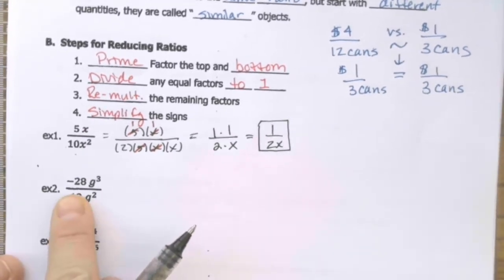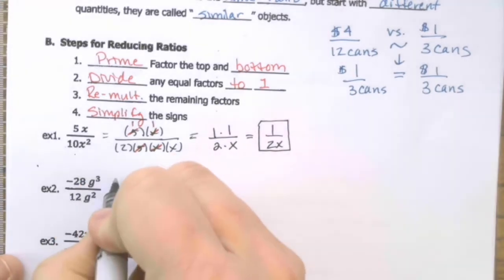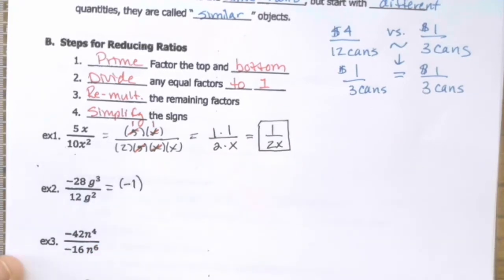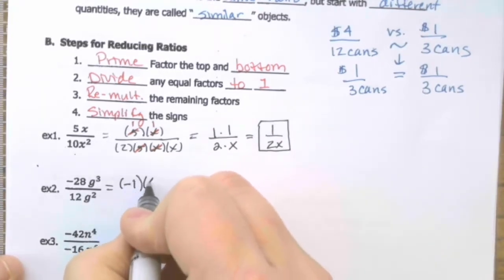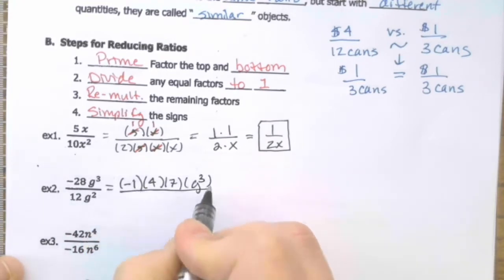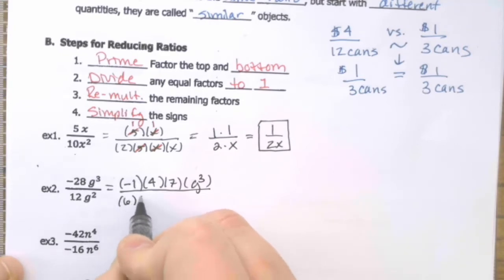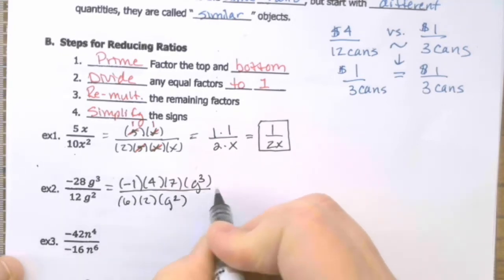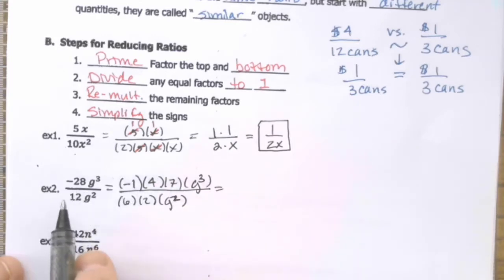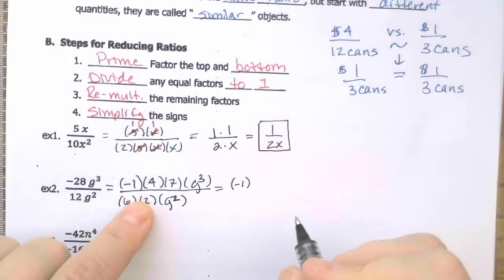All right, what if there's a negative in front of a number? Okay, so when you factor a negative number, the negative becomes its own -1. And then 28 is 4 times 7. Then I've got g cubed. So you can start with 4 times 7 or 2 times 14. You'll end up with the same thing at the end. 12 is 6 times 2, and then I have a g squared. So start with any two numbers that multiply to get what you get at the start, and then expand from there. So I have a -1.